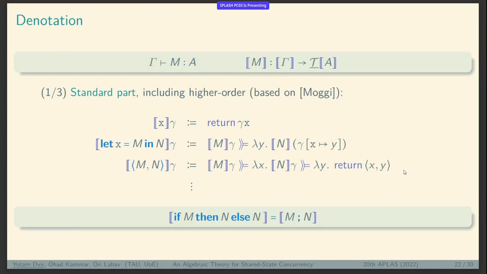These are some examples of denotations. The denotation of a variable is just returning what the context says about the variable. The denotation of a let binding, for example, let x equal m in n: you need the denotation of m, and then you bind it to the denotation of n, where you extend the context with the result of m. So this is how higher order gets into the picture. And the denotation of pairs is the denotation of the first, bind to the denotation of the second, then return the pair. So that's how it works. Okay, notice nothing here depends on the programs m and n, only on their denotations.